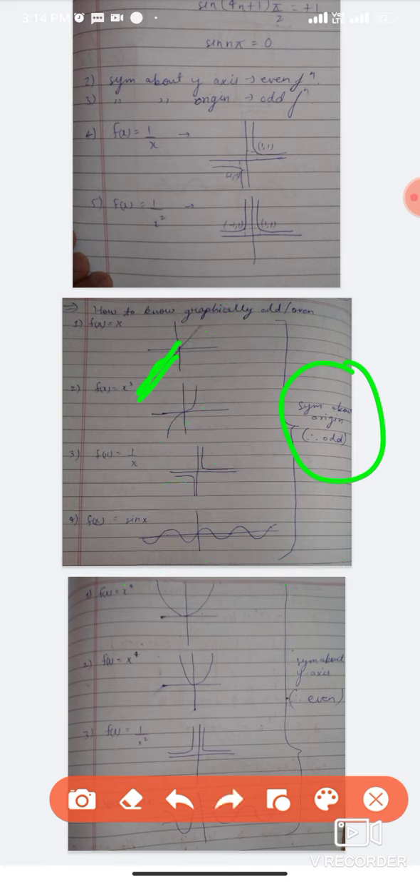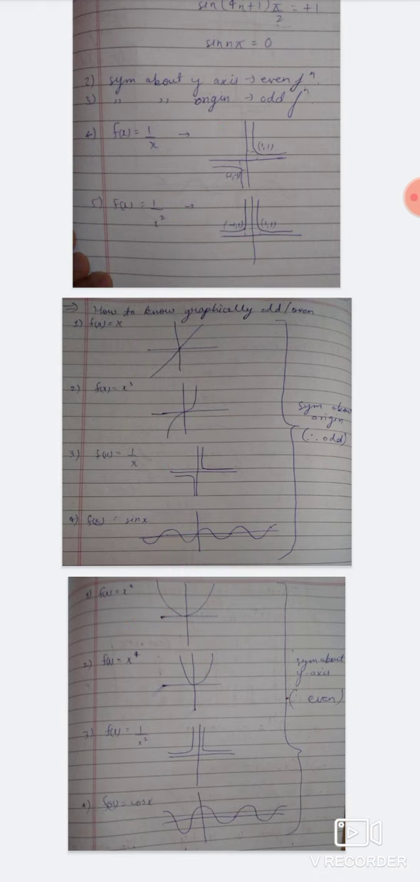And another case is for even functions. This is the y-axis, and this and this are the same. For y equal to 4 also the same thing is there. For 1 by x square, again you find it symmetric about the y-axis. The last one is cos x, which is also symmetric about the y-axis.